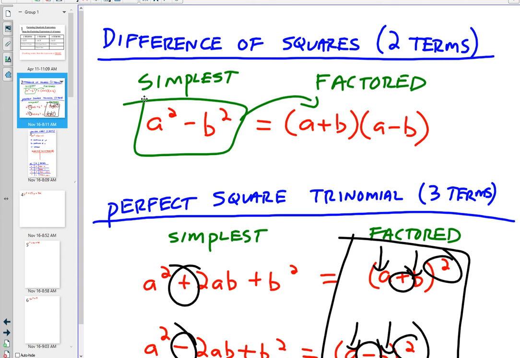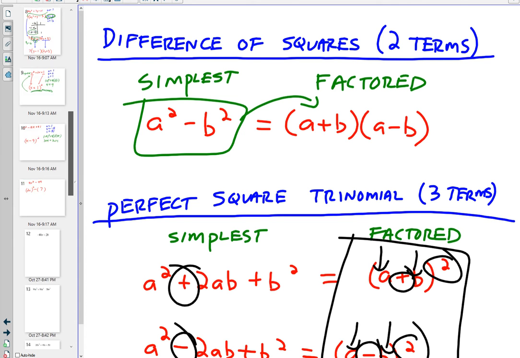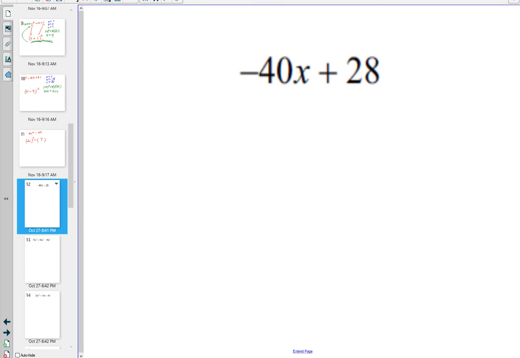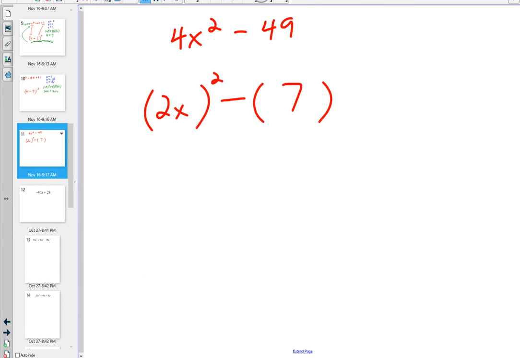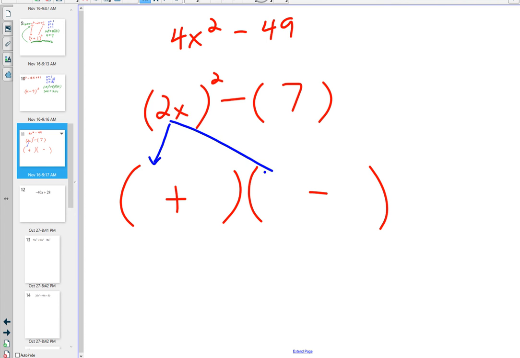Well, conjugates are real simple. It's going to be 2 parentheses. One parentheses will always have a plus. One parentheses will always have a minus. What goes on each side? The 2 little numbers in the bubbles. 2x, 2x. 7, 7, yay!